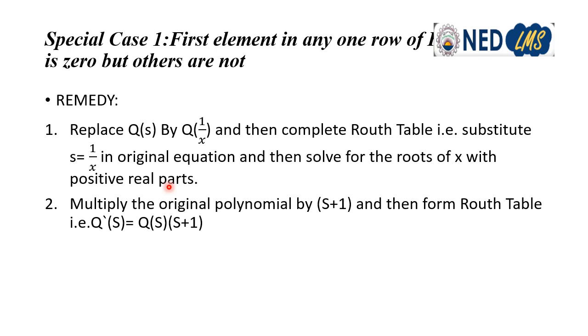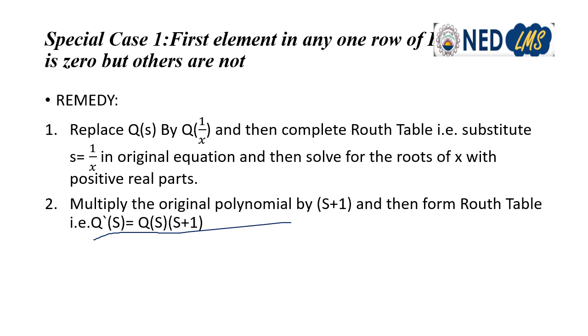And the second remedy is another method to complete the Routh table. If we have a 0 in the first column of the Routh table, we multiply the original polynomial by s plus 1 and then form the Routh table for q dash s or q prime s, that is q of s multiplied by s plus 1. So we say here that q dash s is equal to q of s into s plus 1. So we will make a Routh table for q dash s.